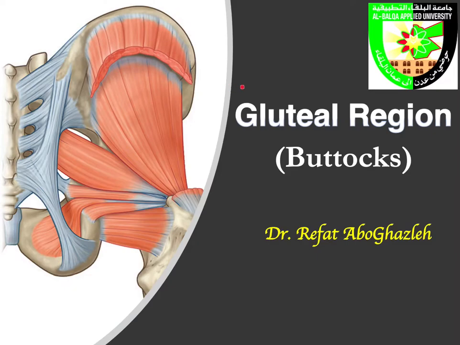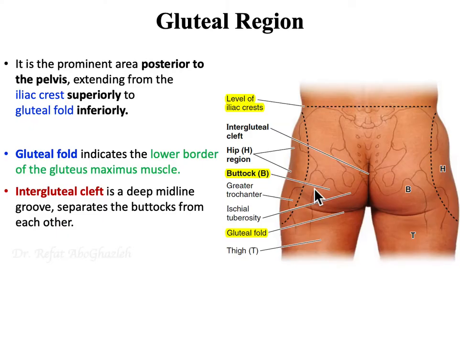In this lecture, I will talk to you about the gluteal region, or what is known as the buttocks. So let us define the gluteal region. First of all, it's a prominent area. You can see the shadow of the pelvis here. So this is the hip bones on the right and on the left.